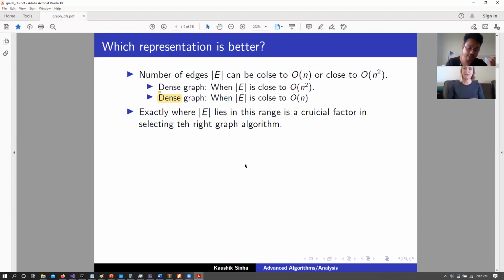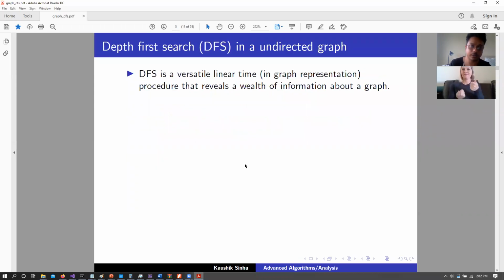And exactly how your graph representation is, that would make you choose the right algorithm to solve any particular graph problem. Okay. So the first problem that we are going to look at is called depth first search.